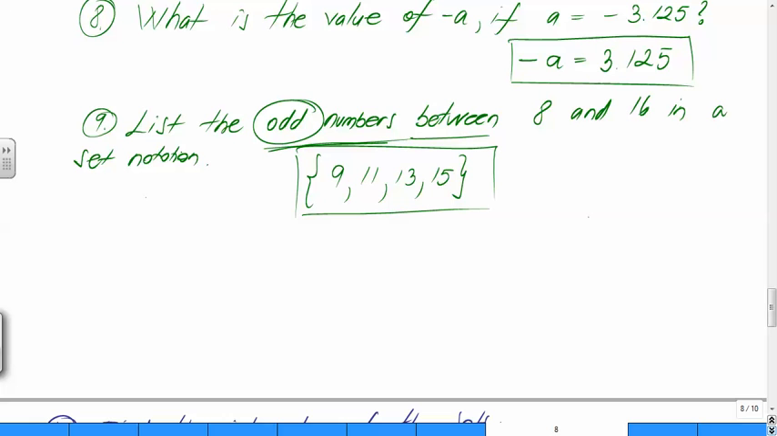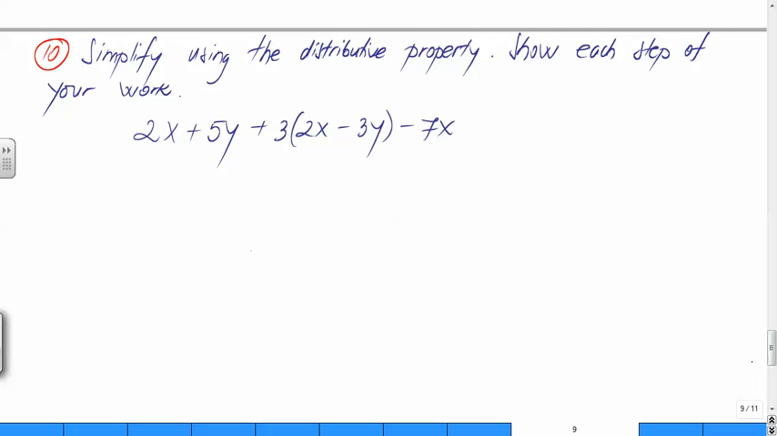Moving on to the next problem. Okay, and this is the last problem for today's lesson. Simplify using the distributive property. Show each step of your work.